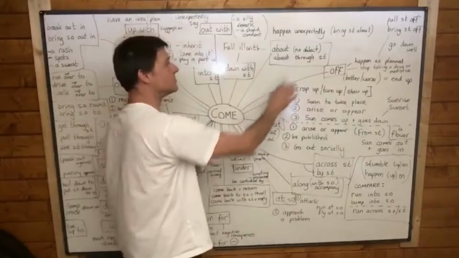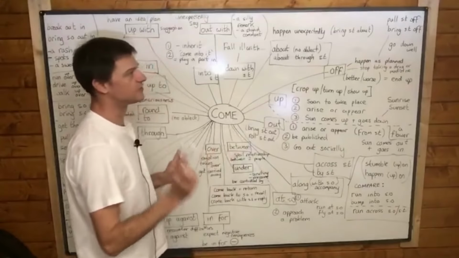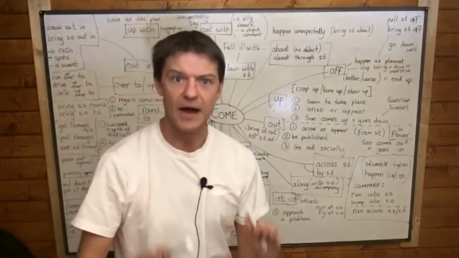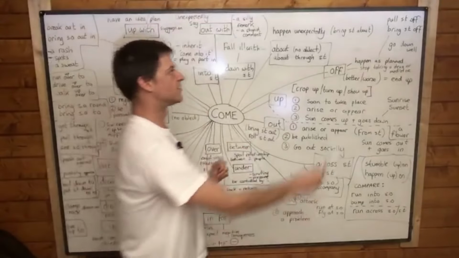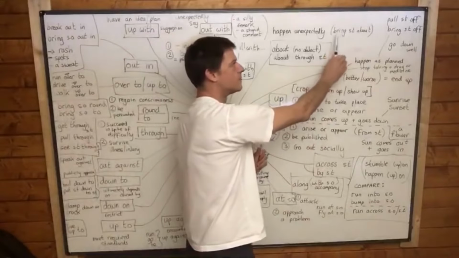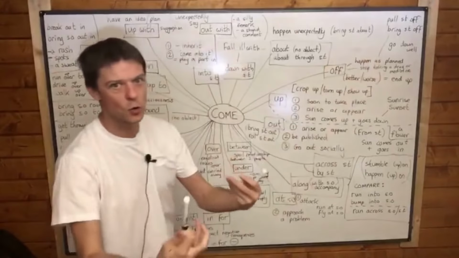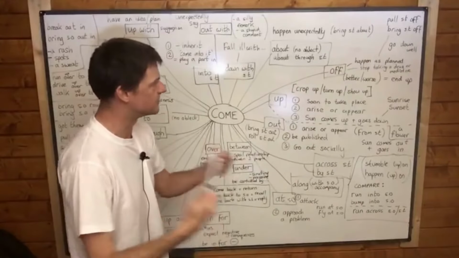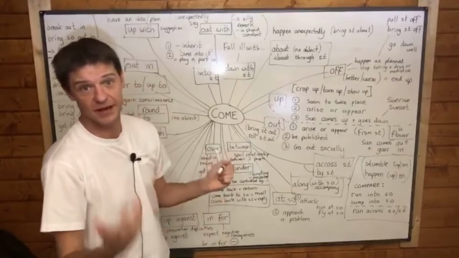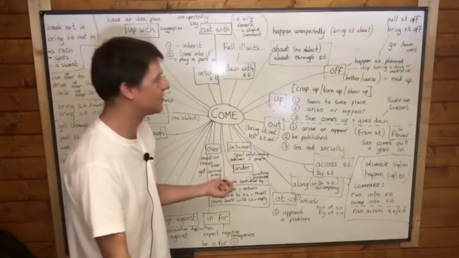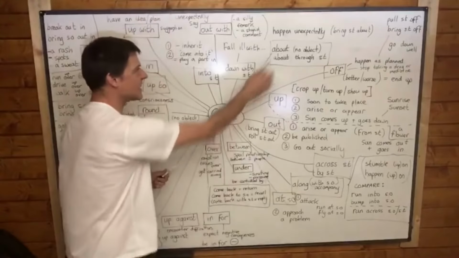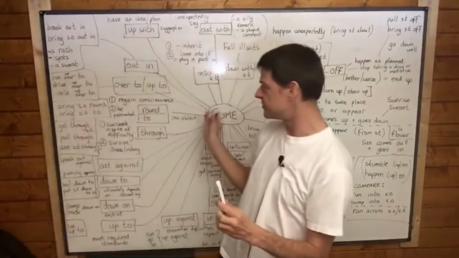And I want you to notice that with phrasal verbs with come, many of them are very similar to phrasal verbs with bring. Bring something about is to cause something to happen. What brought this about? What caused this? How did this come about? And this is the case with many other phrasal verbs with come and bring.